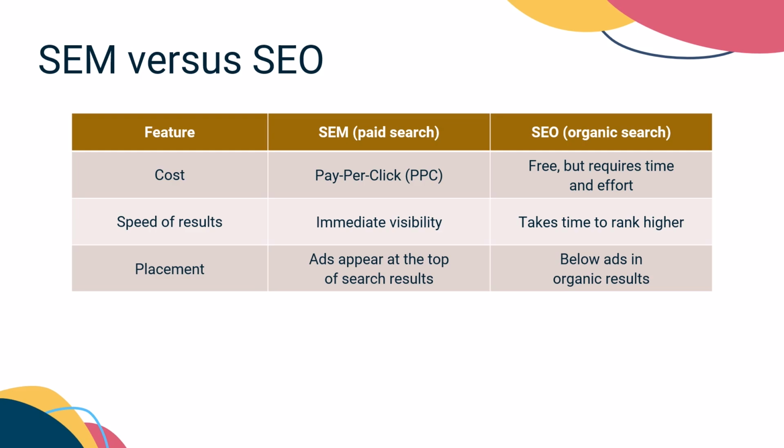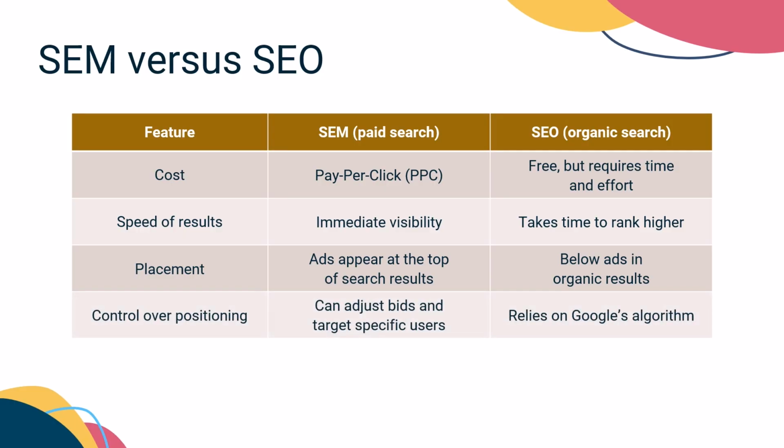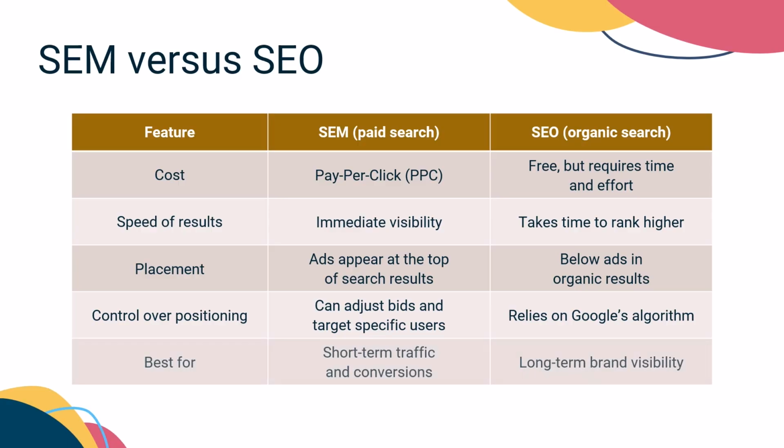Regarding placement, SEM ads appear right on top of search results, giving prime visibility. SEO rankings come below paid ads, taking longer to catch a user's eye. With SEM, you can adjust bids, target specific users, and influence where your ad appears. SEO relies on Google's algorithm, so you have less direct control. SEM is great for short-term goals, such as running a sale or driving quick traffic. SEO is a long-term strategy for increasing visibility over time.